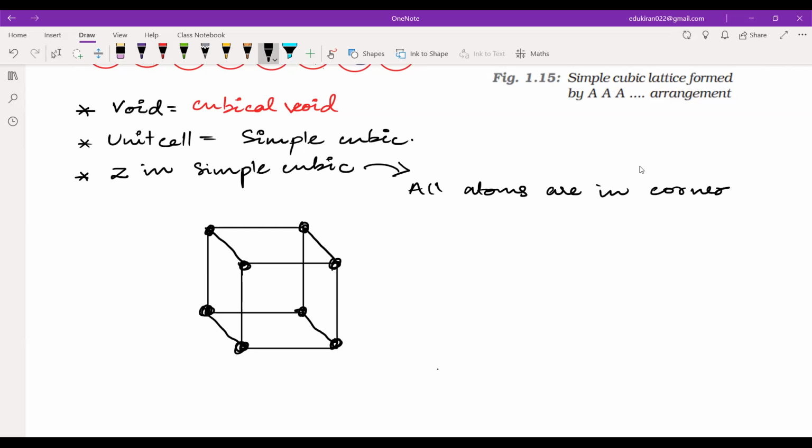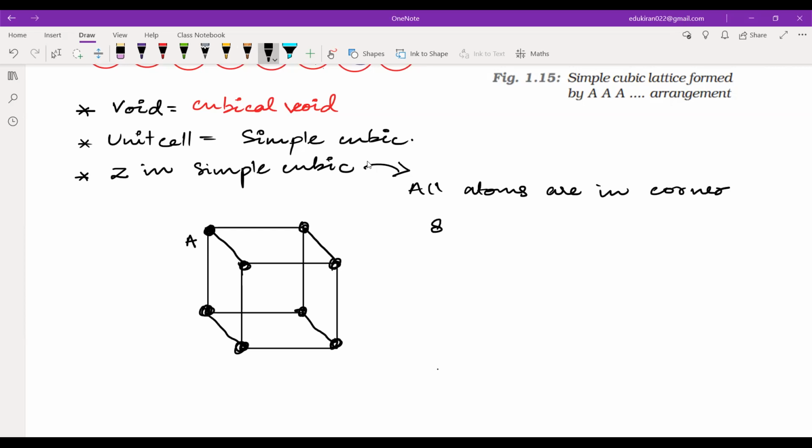Now tell me, if this atom is present in 8 rooms, then what will be the contribution in this one room? This atom is present in 8 rooms. So in one room, what portion of the atom will be present? 1/8. Very good. All of you agree? Yes or no? Yes, sir.